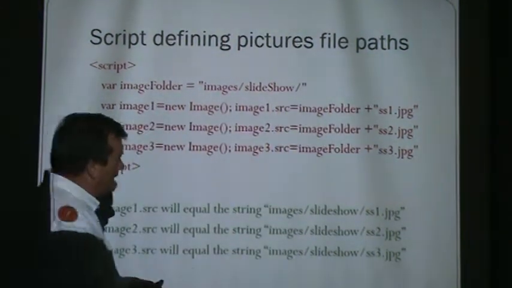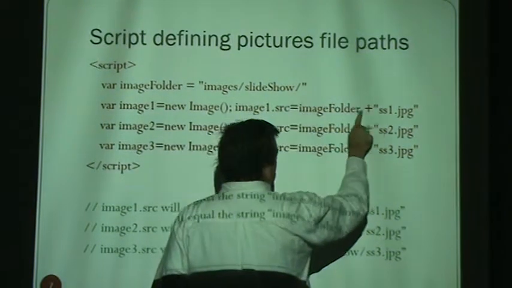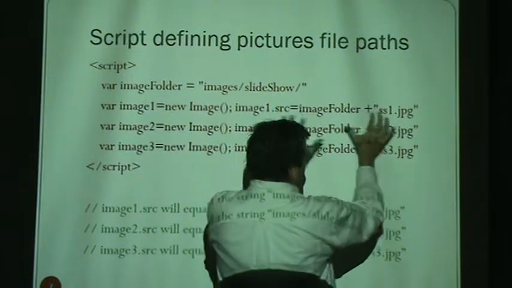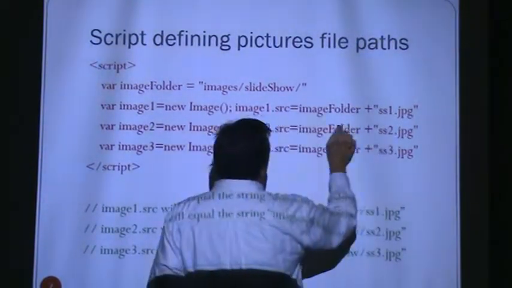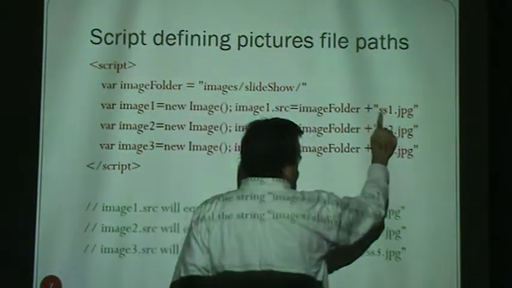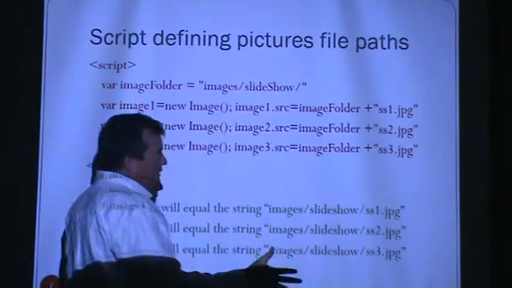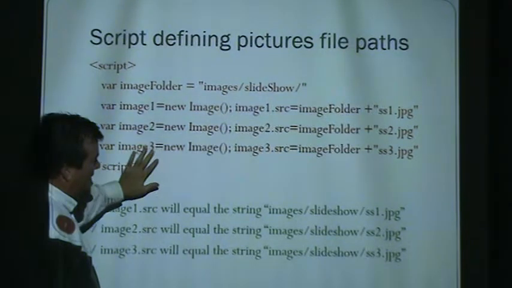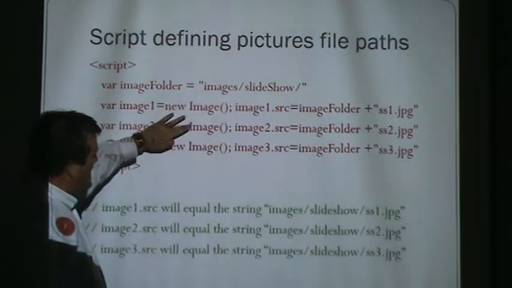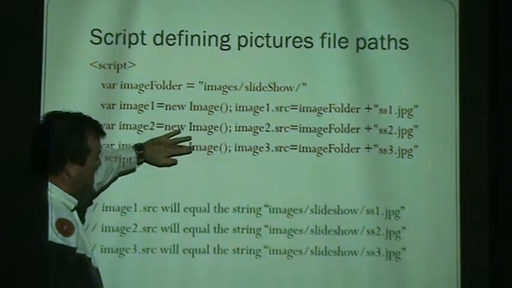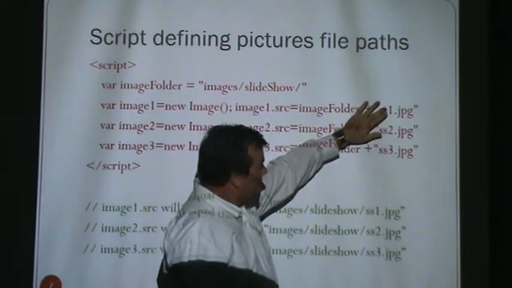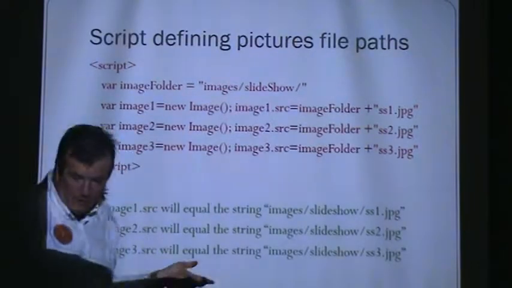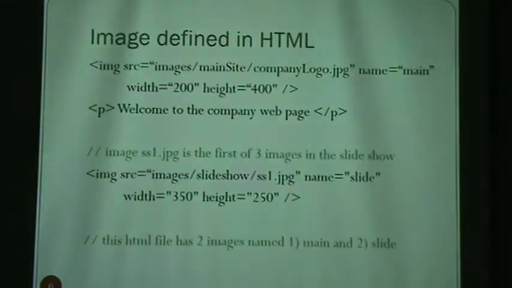So we create an image, and then we say for image 1, in its source field, where is the actual picture located, we say, well, it's in our images folder plus, and we've done this before, we have a string and then plus another string, so it just concatenates the strings together. So it's in this folder, and its name is SS1 JPEG. That's picture 1. Do the same thing for picture 2 and picture 3. So we now have 3 image objects, and we have our 3 pictures. SS1, SS2, SS3.